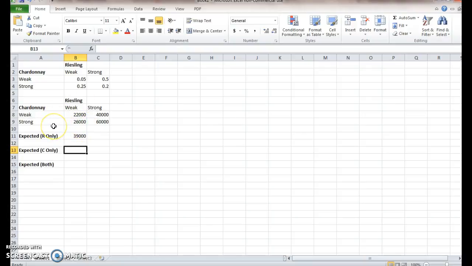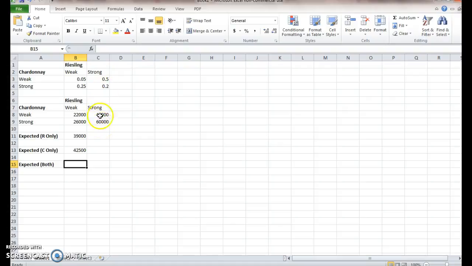Just giving one last look. So we're going to be doing equals 0.55 times 20,000 plus 0.45 times 70,000. So we get both of our expected value approaches there, and now the tricky part, the expected value for both, which is actually not too bad because everything matches up. Weak and weak we have 22,000 revenue projection on average, 0.25 times 26,000, 0.5 times 40,000, plus 0.2 times 60,000.